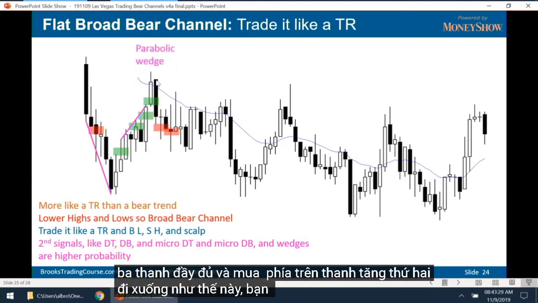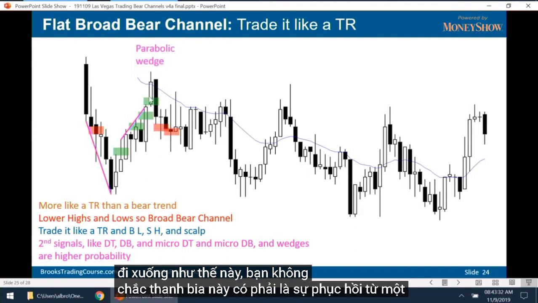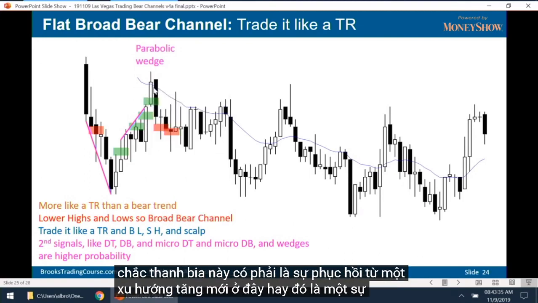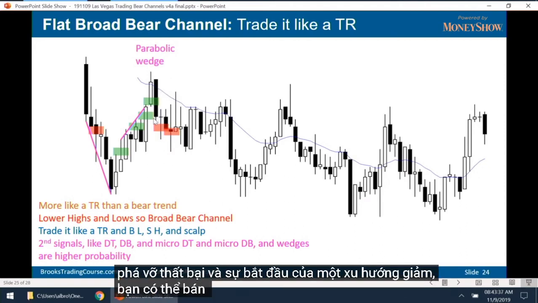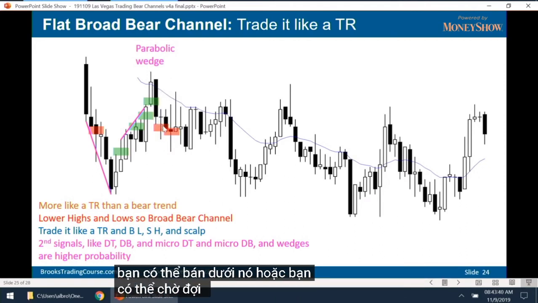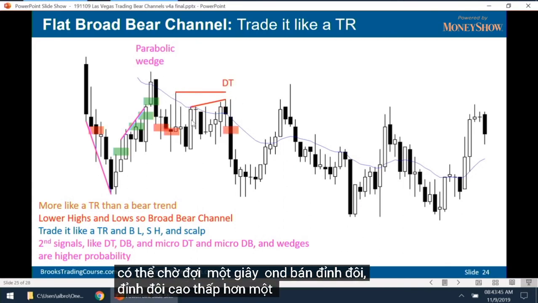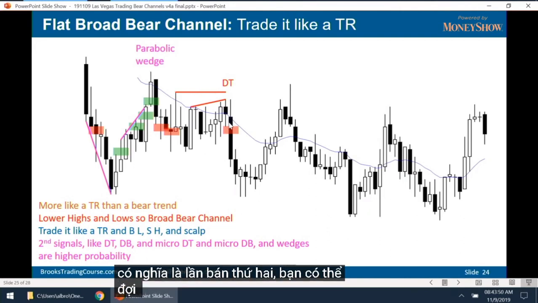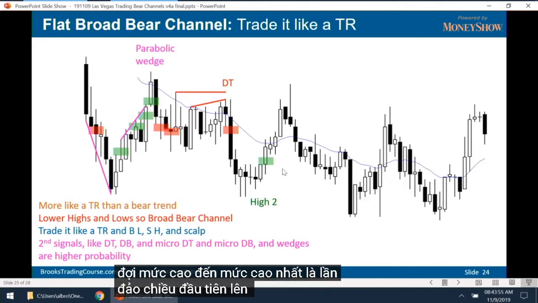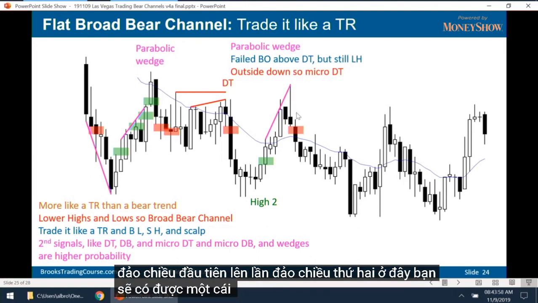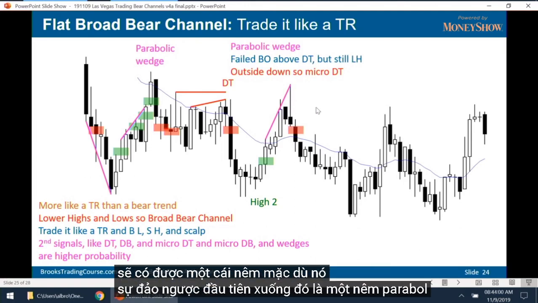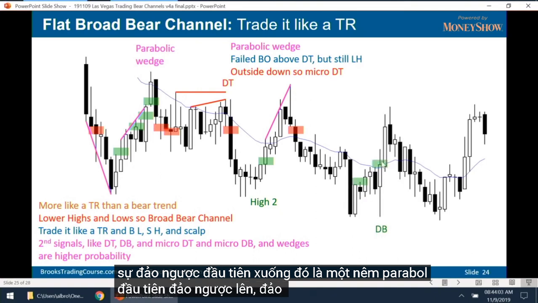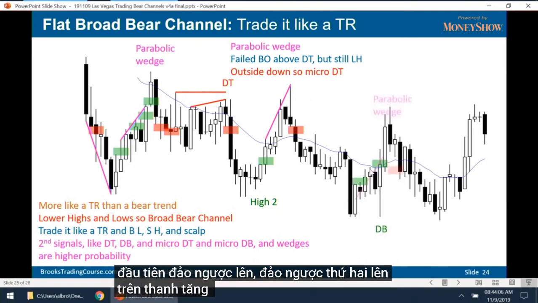Way down like this, you're not sure. Is this bear bar a pullback from a new bull trend here, or is it a failed breakout and the start of a bear trend? Well, you could sell below it, or you could wait for a second sell. A double top, a lower high double top, a little bit of a wedge. Okay, so a double top, that means it's a second sell. You could wait for that. High 2, high 1, first reversal up, second reversal up. Here you get a wedge. Even though it's a first reversal down, it's a parabolic wedge. First reversal up, second reversal up above that bull bar.